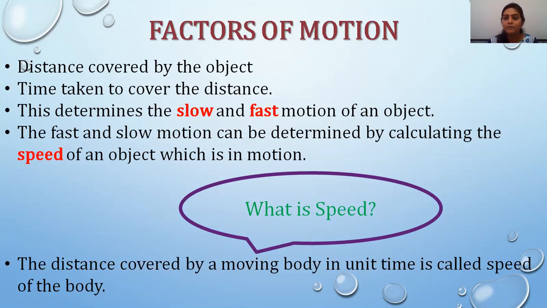Now, as here we are stating the slow and fast motion of the object, we will be able to determine and calculate the speed of the moving object. Whenever we have these two factors, distance and time together, based on the measures of distance and time, we can find out the speed of that particular object, with what speed that object is moving towards its destination. So how do we define speed? The distance covered by a moving body or a moving object in unit time is called speed.